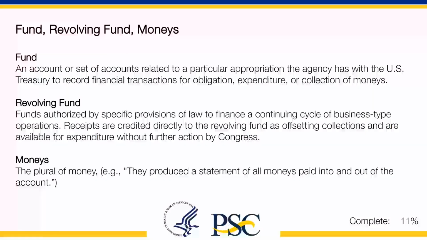Fund. An account or set of accounts related to a particular appropriation the agency has with the U.S. Treasury to record financial transactions for obligation, expenditure, or collection of monies. Revolving fund. Funds authorized by specific provisions of law to finance a continuing cycle of business-type operations. Receipts are credited directly to the revolving fund as offsetting collections, and are available for expenditure without further action by Congress. Monies. The plural of money. For example, they produced a statement of all monies paid into and out of the account.